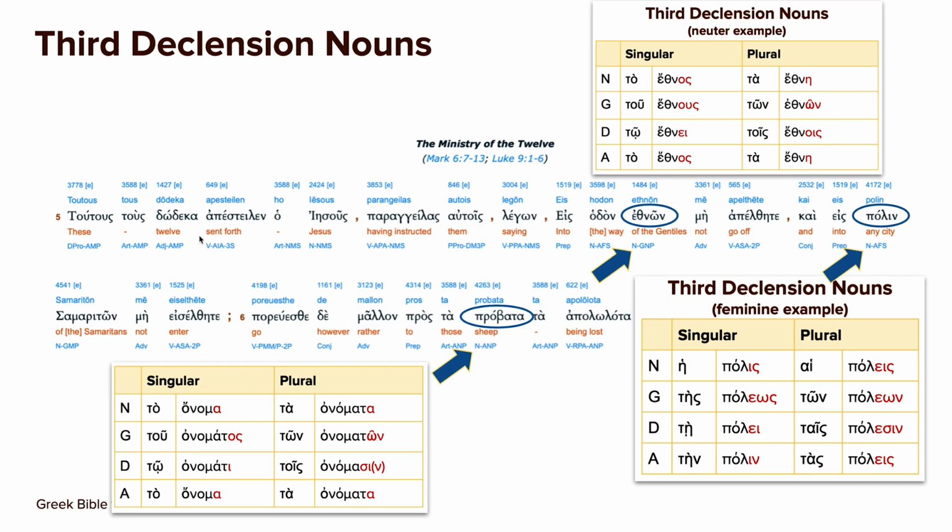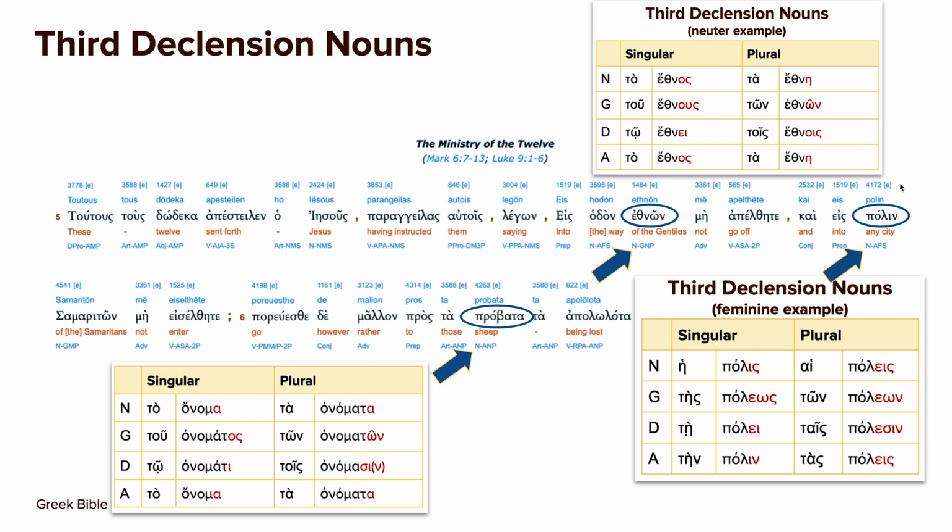So Jesus sent forth the 12, having instructed them, saying, do not go off onto the way of the Gentiles. So in other words, don't go to the Gentiles and into the city of the Samaritans. So the Samaritans were also Gentiles. It's kind of a subcategory of Gentiles, but specifically they lived in Samaria. But instead, go to the lost sheep of Israel. All right, so Jesus instructs his disciples first to go to the Jews, and later they'll go to the Gentiles.